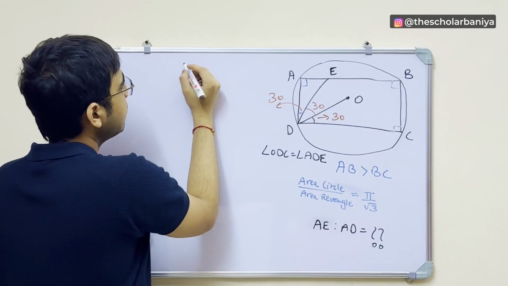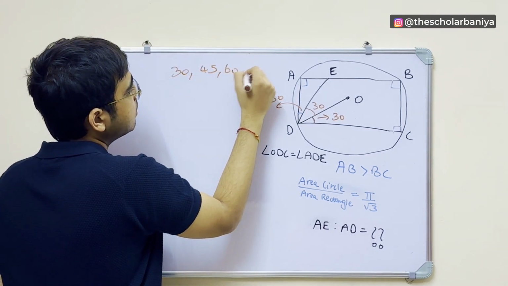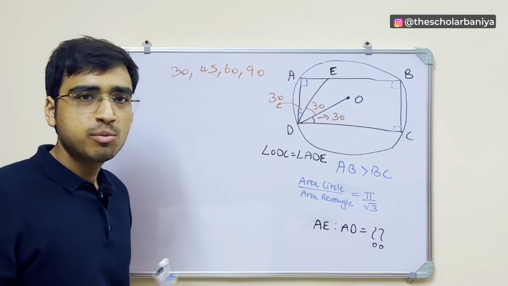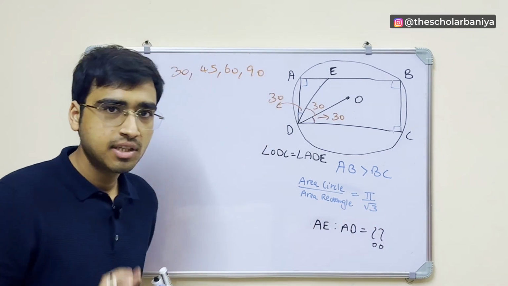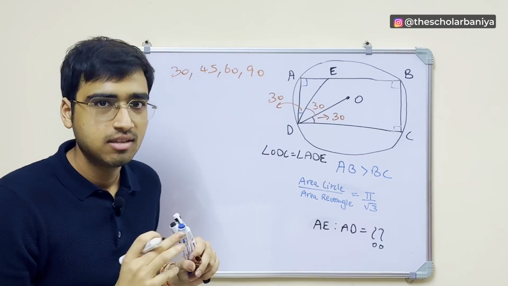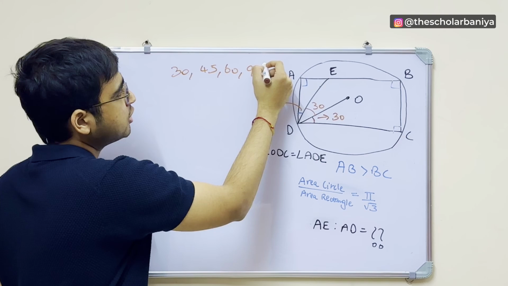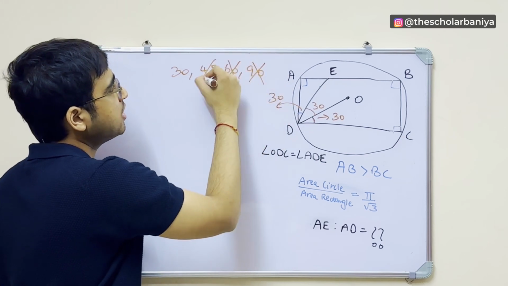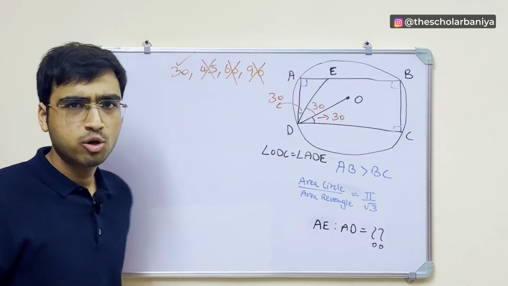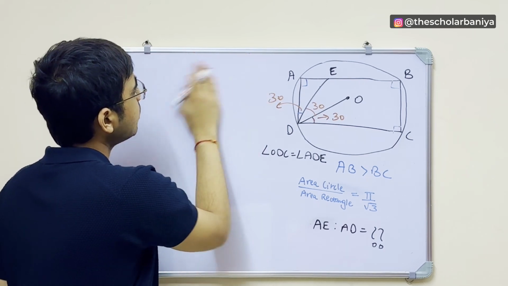And why did we take 30, 45, 60, 90? Because I told you before, whenever we see a root 3, right, we always try these basic angles. That is why we tested with all these angles. So this was not possible, this was not possible, this was not possible. This looks good. So that is why we take 30, right? Perfect.